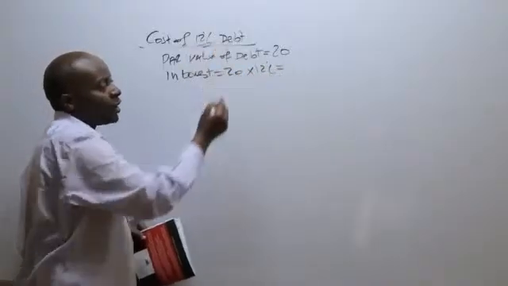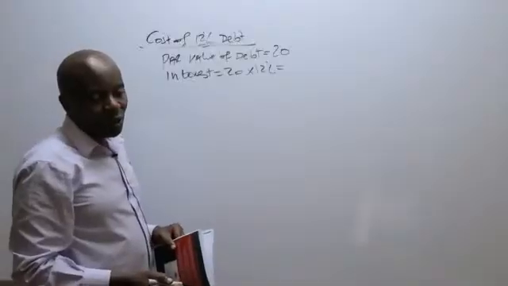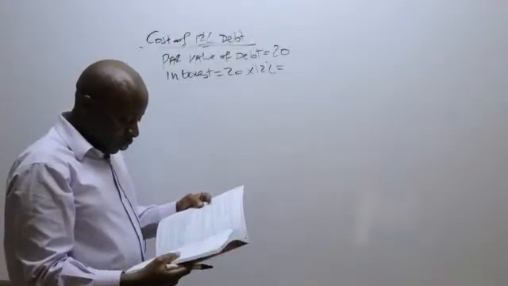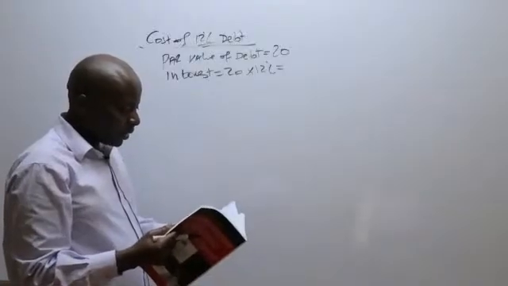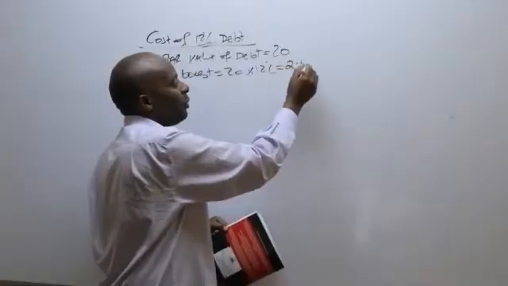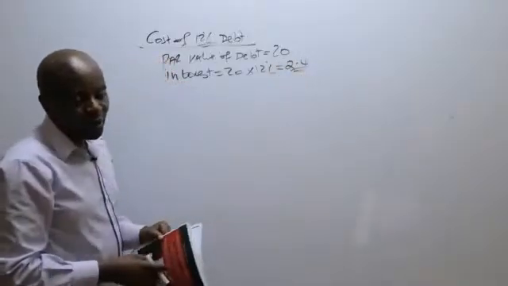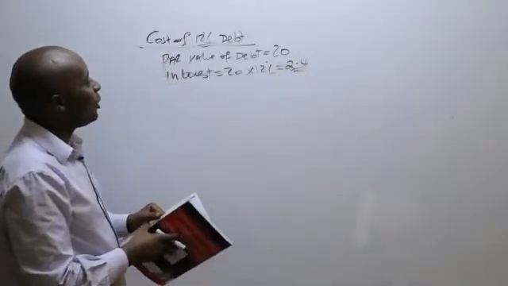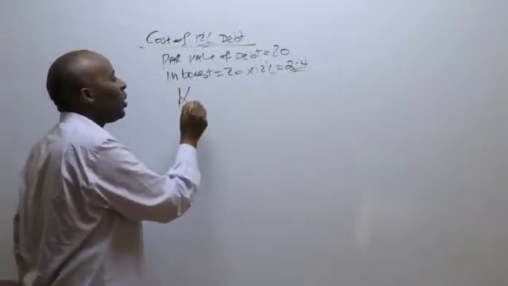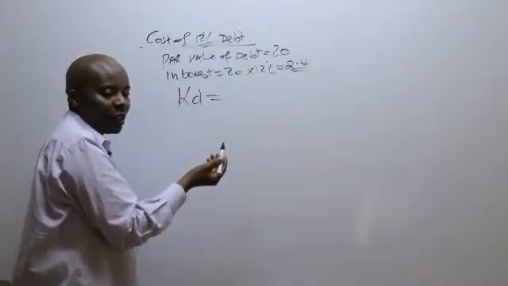Rate of interest has been specified. So times 12%. And if you do that, if I'm not wrong, that should be able to give us, ladies and gentlemen, 2.4. So once I have the 2.4, then getting KD will not be a big thing.